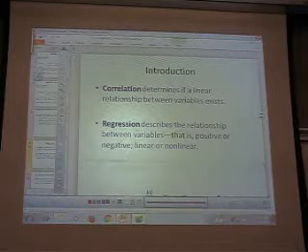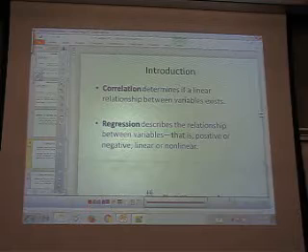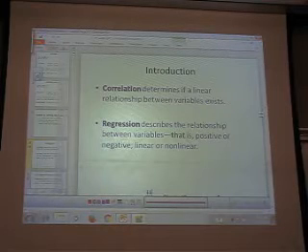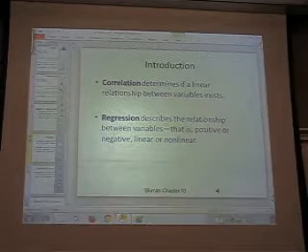Introduction. Correlation determines if a linear relationship between variables exists. Regression describes a relationship between variables that is positive or negative, linear or non-linear. Rachel?